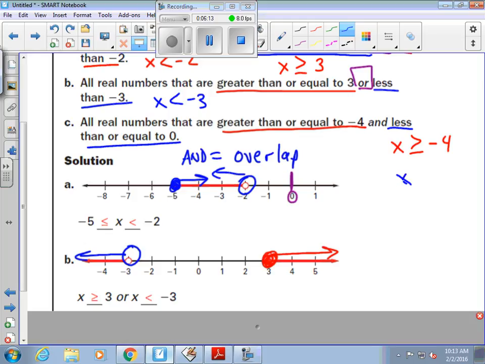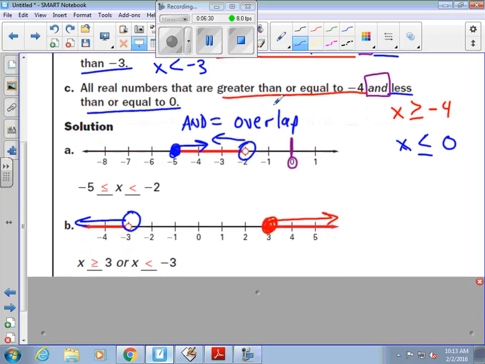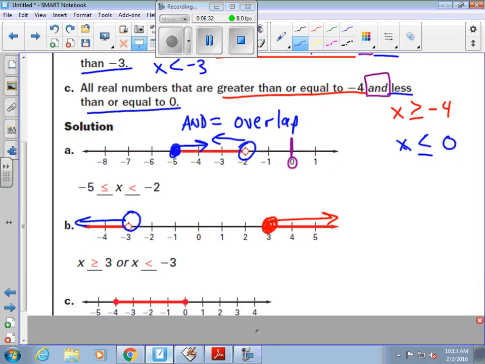X is something 0. Less than means the big mouth is eating a 0, or equal to means this. Again, that word "and" pops up. And means both of them together. So if we graph it, graphing is easier for these, usually because they're written the way we're going to graph them. X is greater than or equal to -4, everything that way. X is less than or equal to 0, colored in, everything that way.